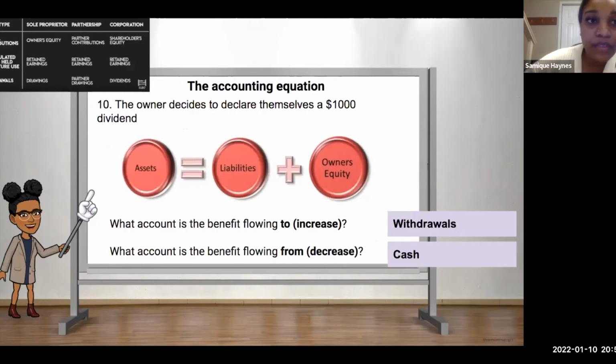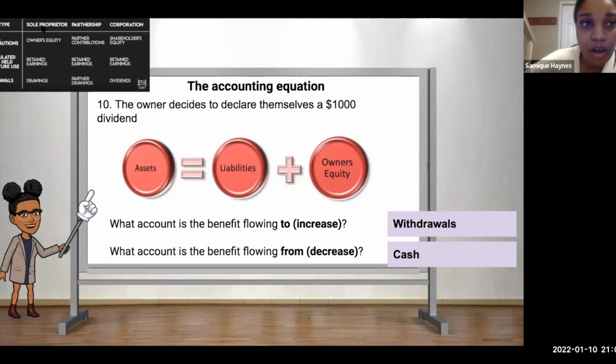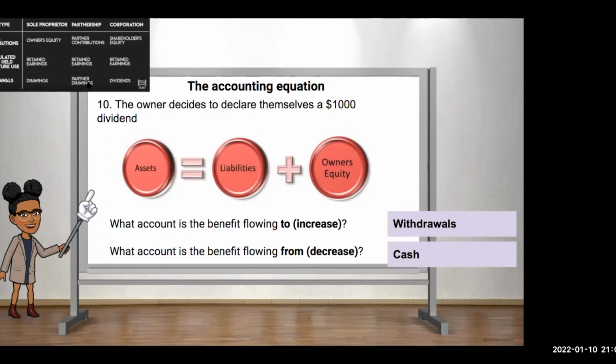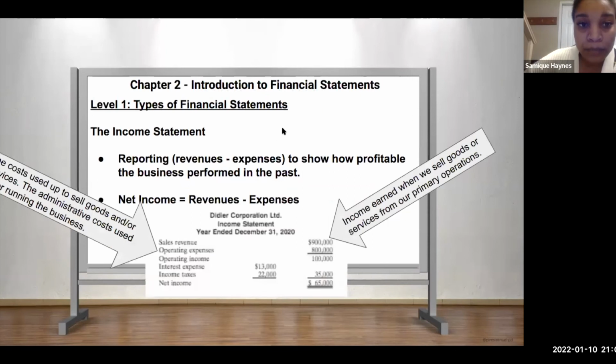So we're all good here. This table just shows you different words that refer to capital contributions and withdrawals under the different types of businesses. For example, for withdrawals, it's called drawings under sole proprietorships, partner drawings under partnerships, and dividends under corporations. All right, so that's just for your general knowledge.